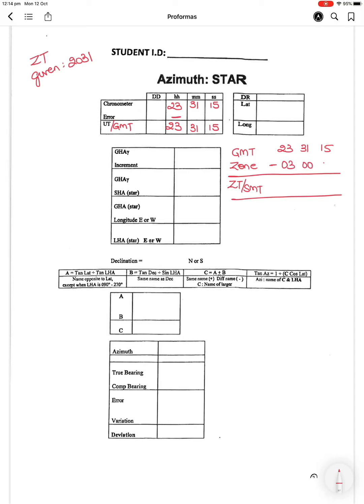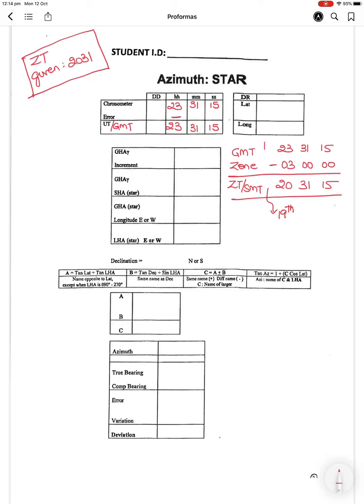I'll work it out. I'm 3 hours behind GMT. My zone is 3 hours behind GMT. So the zone time I get is 20:31:15. Now does this match with the hint given to me in the question? Yes, it does, because the question says the zone time on my ship is 20:31. And here also the zone time is 20:31 if my GMT is 23:31:15. Right? And the date given to me in the question is 19th of December.